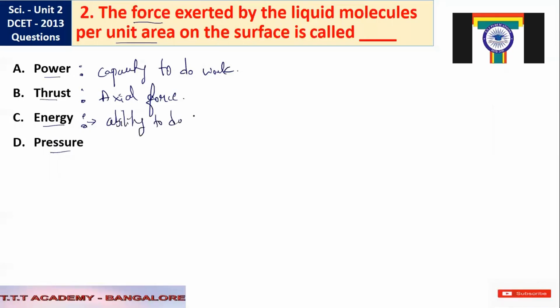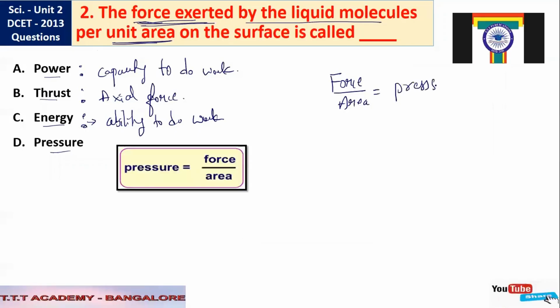Observe here, the question is the force exerted by the liquid molecules per unit area. Nothing but force F, that I can consider as force divided by area. Force by area, that is what? That we can consider as pressure. So pressure is nothing but force per unit area. That we usually denote by the letter P.